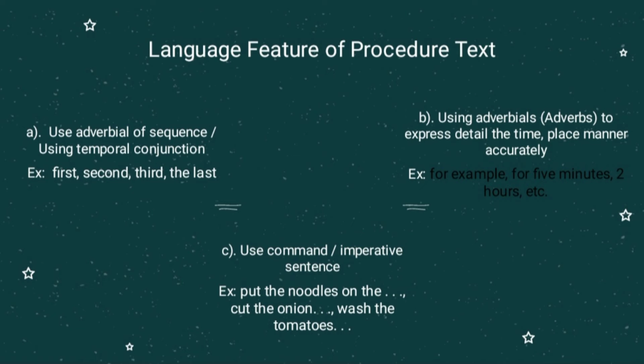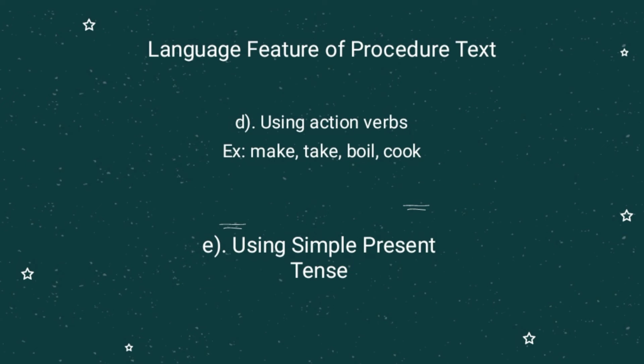For the next, using adverbials or adverbs to tell the time, place, manner, accurate. For example, for 5 minutes later, 2 hours, a minute, and etc. For the next, using action verbs such as make, take, boil, cook, and many others. And for the last is using simple present tense.